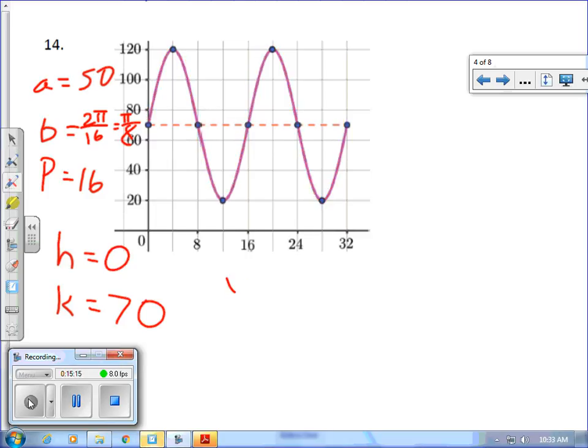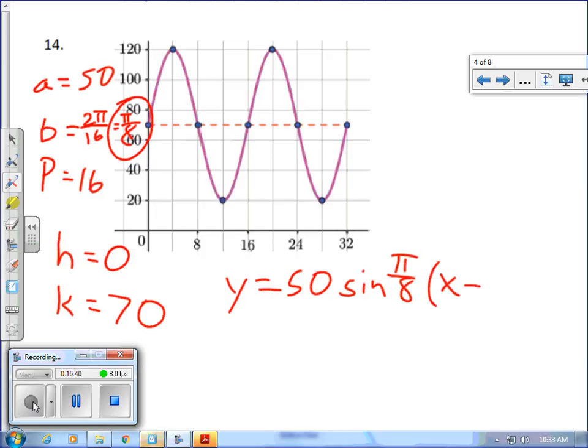So then we write the equation y equals 50 sine. 50, that's our amplitude. How is that 50? It's only 120. Divide by 2, that's 60. 100 divided by 2 is 50. Sine of pi over 8, and then x minus h, we don't have a horizontal shift, plus k, we have a 70. Since it's a minus 0, we can take off the parentheses and the minus 0 and just do that. Ooh, I almost got this one right.